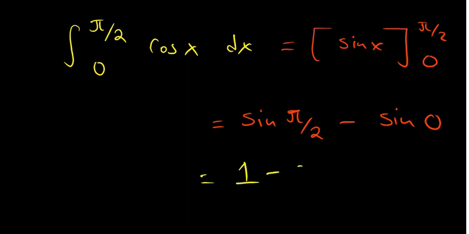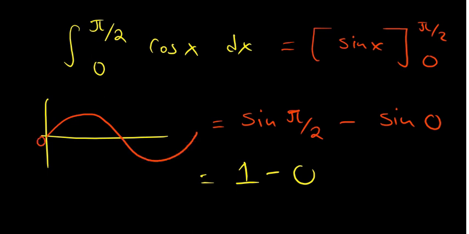Sine 0 is 0 because the graph starts, I believe you are conversant with trigonometry, so at 0 there, and then this is pi over 2, and that's the 1, negative 1. So the answer is just the 1.